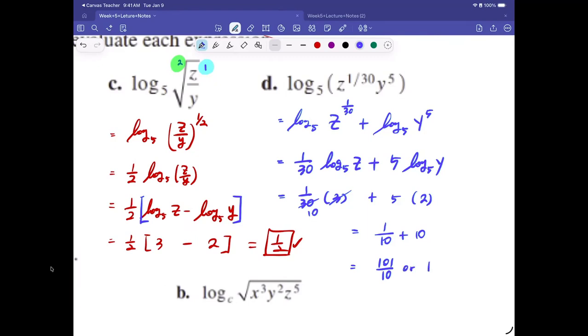Or you can say 10.1, either one. 100 plus 1, yeah, 101. Or 10.1, either one. And you can answer in fraction or decimal. So you're gonna see this on your homework. Okay? It's pretty easy to do.